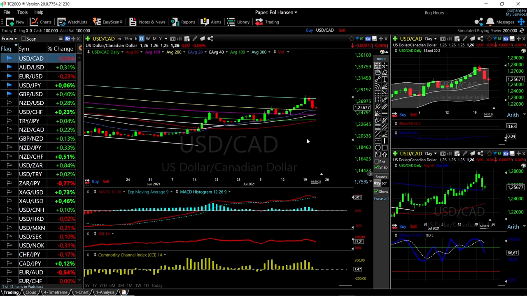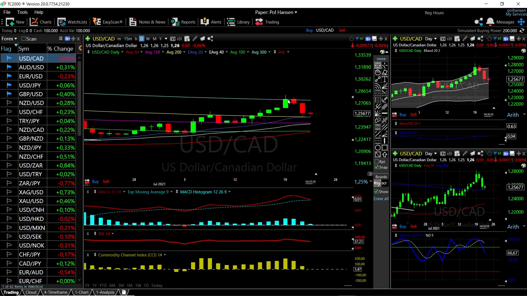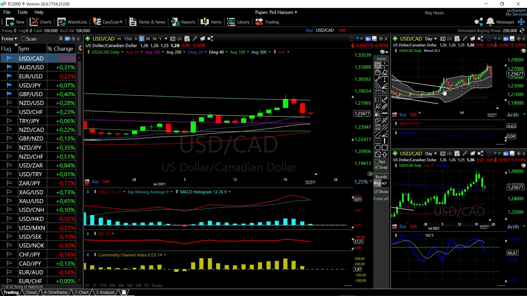So US dollar, Canadian dollar, we ran into major resistance at the 300 moving average and then broke down. And then we have found support at the 200 moving average and the 20 exponential moving average right at the same level. If we break below here, then 150 is right underneath. But if you just look at how this has been behaving, the middle of the Bollinger Band is kind of where we have found support in the past. And as long as that is the case, then we're just going to basically go higher.